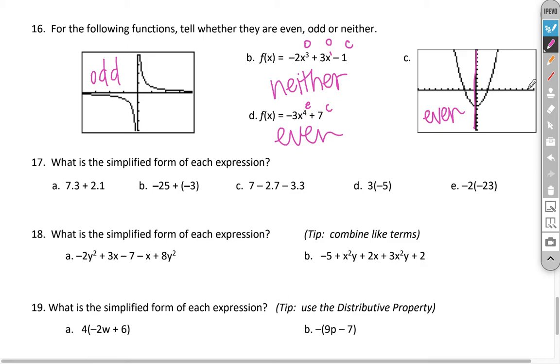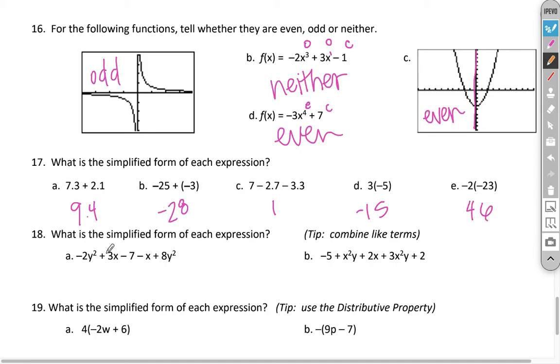All right, now these are pretty basic, but we just need to make sure that you guys can do this. So literally all you have to do is type these into a calculator. So A is going to be 9.4, B, negative 28. Remember, plus negative is minus. C is 1. D is negative 15. And E is 46.